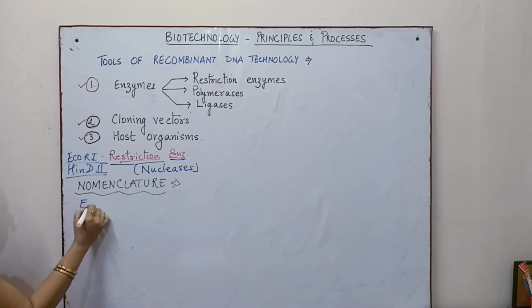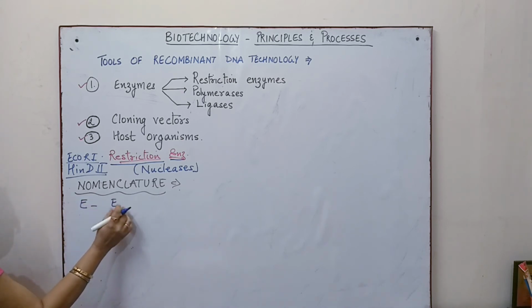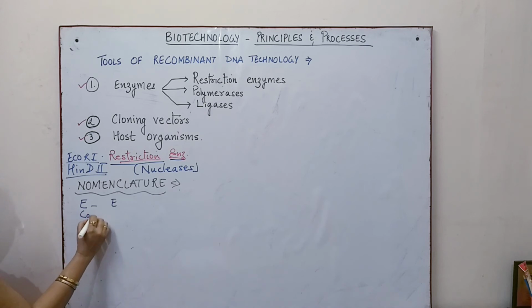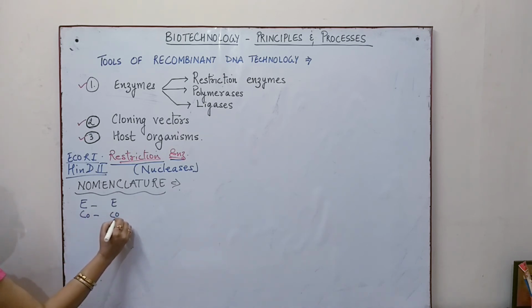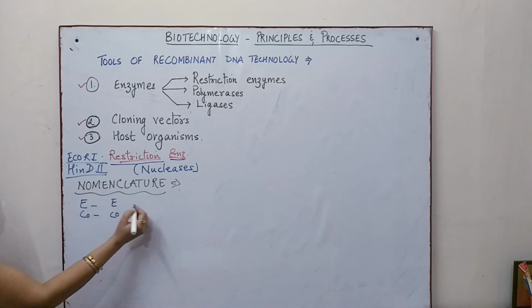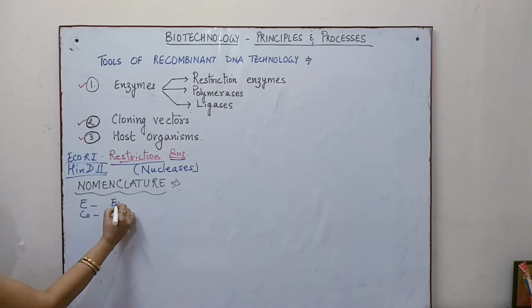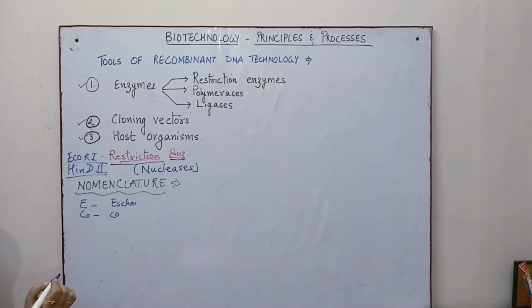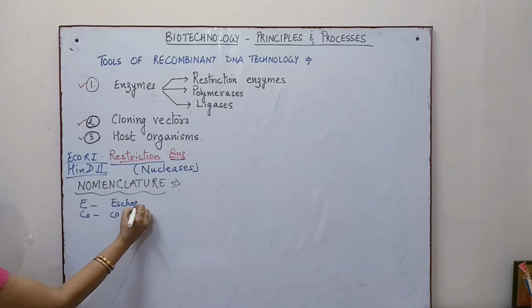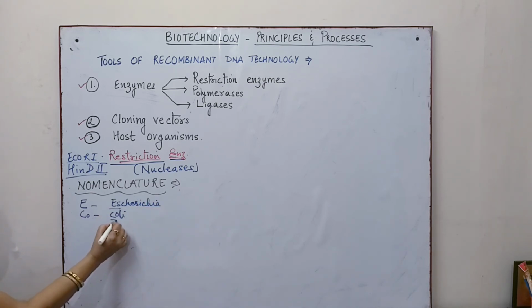So E represents Escherichia, and CO is from coli. Escherichia coli, that is CO from here. So the first letter will come from the genus, and this is the genus, this is the species. So the second two letters will be from the species of the bacteria.